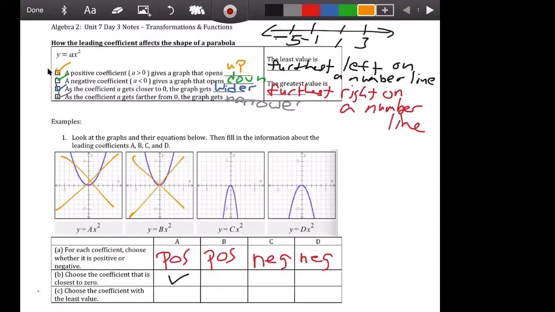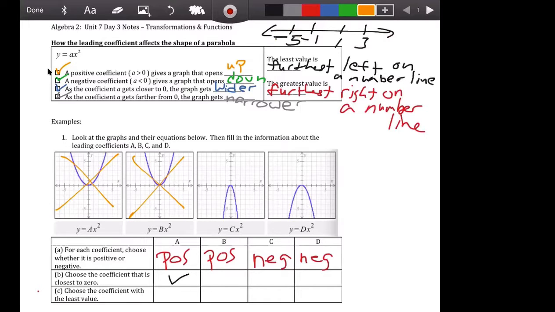All right, now up here, when we looked at the number line, we said, well, -5 is further to the left. So it is a least value answer if these were your four options here, the -5, -1, 1, and 3. Okay, so -5 is further from 0 than -1. So therefore, -5 is going to be narrower and down.